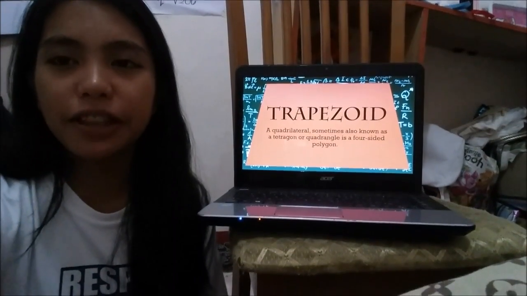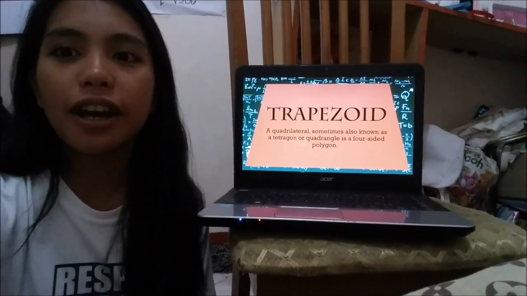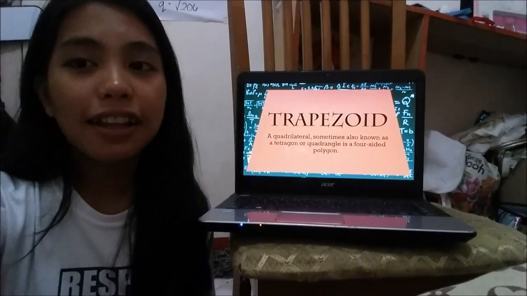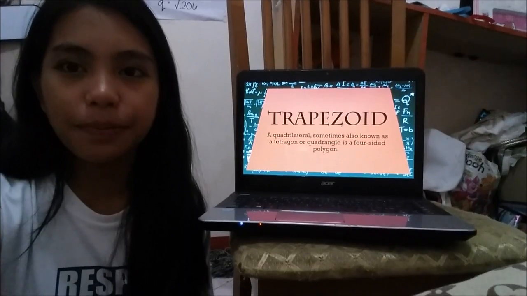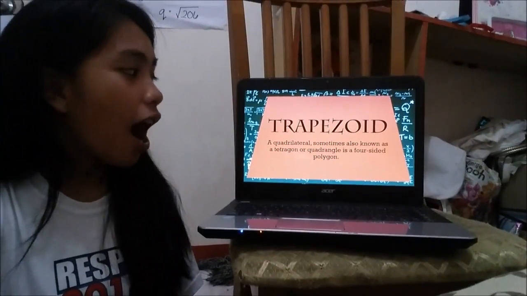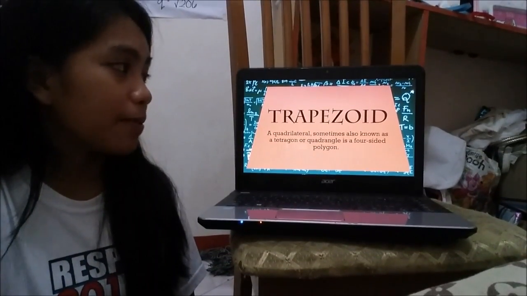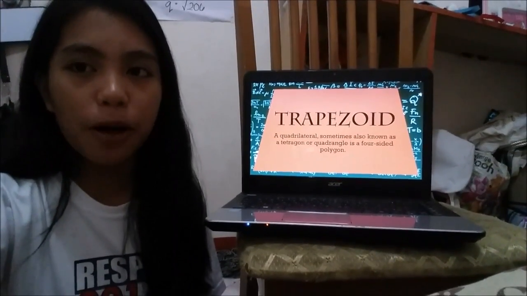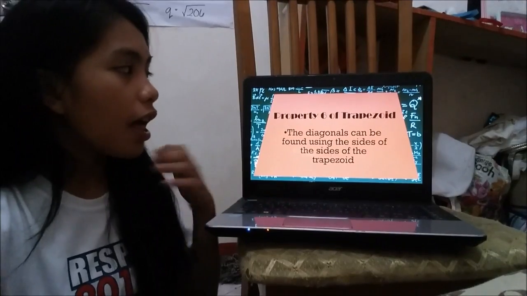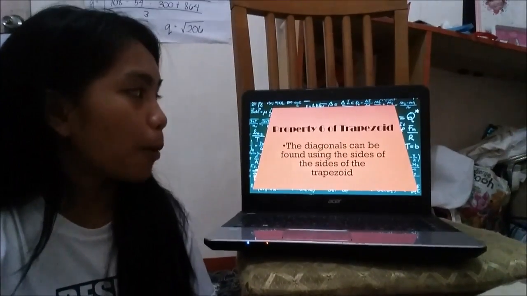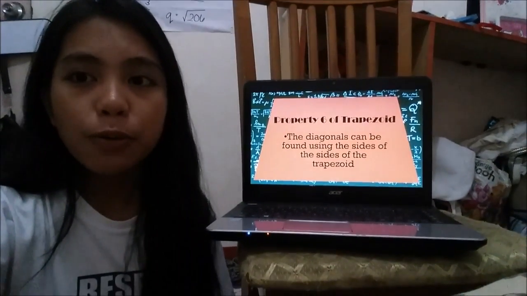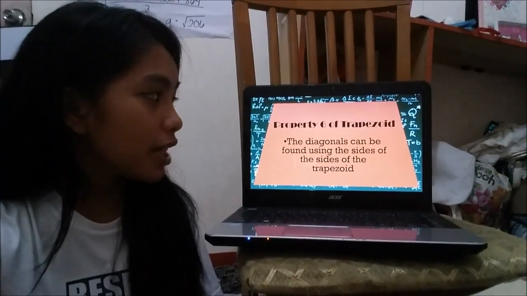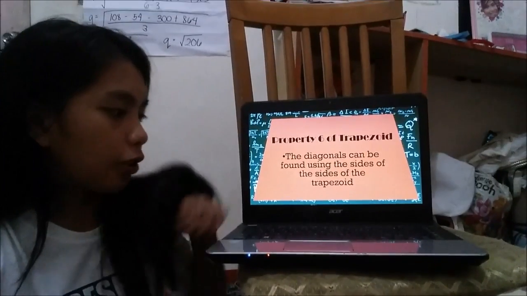So the next topic that I will discuss is about the property of trapezoid. But first, let us know what trapezoid is. Trapezoid, a quadrilateral, sometimes also known as tetragon or quadrangle, is a four-sided polygon. Let us focus on property 6 of trapezoid, which states that the diagonals can be found using the sides of the trapezoid.